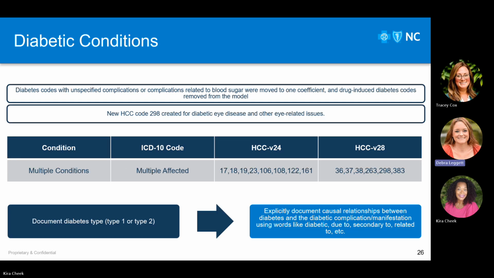Diabetes codes have had multiple changes for V28. Drug-induced diabetes codes were removed from the model and other diabetes codes were moved to one coefficient. Diabetic eye disease and other eye-related issues are now included in HCC 298. Primary care providers should also follow up on test results from eye care professionals to include any new diagnoses for diabetic eye disease. Diabetes is a commonly seen condition and many of the treatments are known and recognizable. However, providers should be encouraged to indicate type 1 or type 2 and document any causal relationships with complications and treatments.